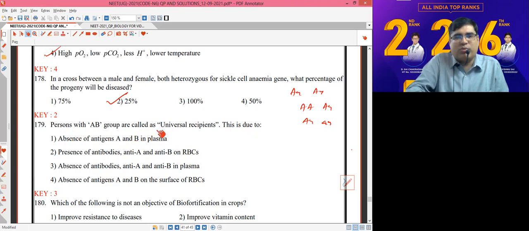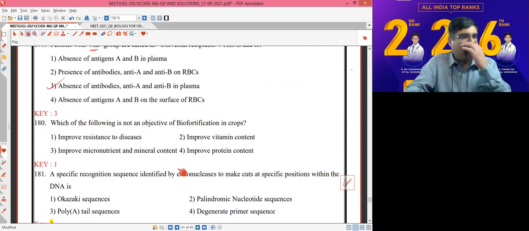A person with the AB blood group is also called a universal recipient. This is due to: here we can see in the AB blood group, both the antigens would be there, but of course no antibody would be there. So the answer is simply the third option.